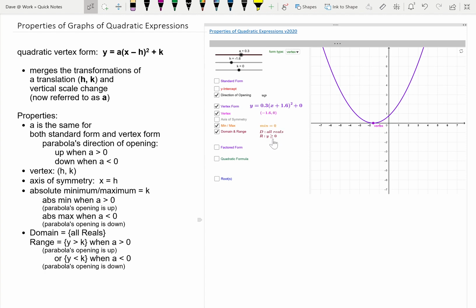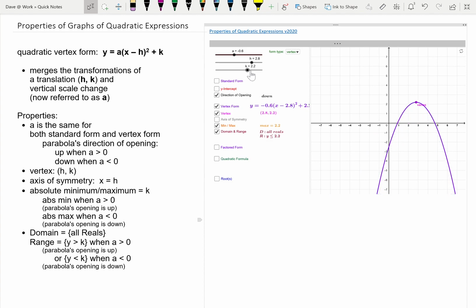Because it's the minimum, I can say that the range will be the values of y greater than or equal to 0. If, on the other hand, the parabola was going down and that min now became a maximum of 0, then my range would be all values of y less than or equal to 0. Again, I could shift the graph left or right. It really won't make a difference what my range is or my min and max is.